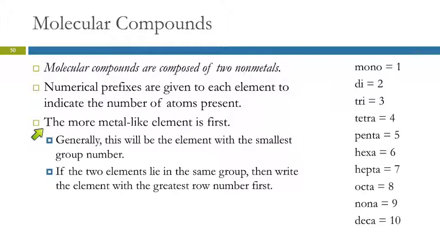Usually we put the more metal-like element first. So we learned that the metals are on the left side of the periodic table and generally lower, and the nonmetals are on the right. So if you have to choose, if you've got nitrogen and oxygen, nitrogen is closer to the metals, and so it's listed first. I'm not going to try to trick you on that, but some of you might wonder, why is it nitrogen monoxide and not oxygen mononitride? Because, wow, that was hard to say because that's so backwards.